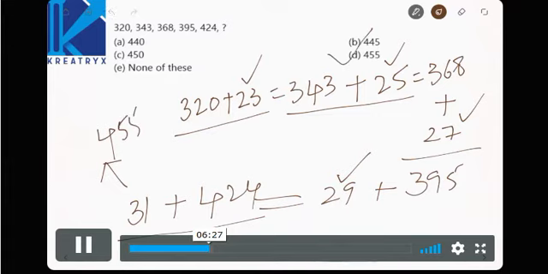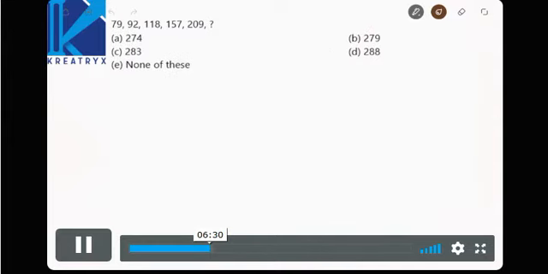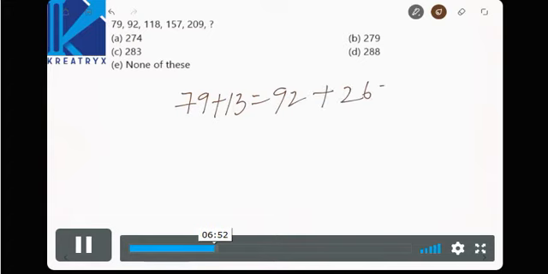Next one: 79, 92, 118, 157, 209. Now how is the series patterned? The previous one was additive. Now observe this. 79 plus 13 is nothing but 92. 92 plus 26 is nothing but 118. 118 plus 39 is nothing but equal to how much? 157.